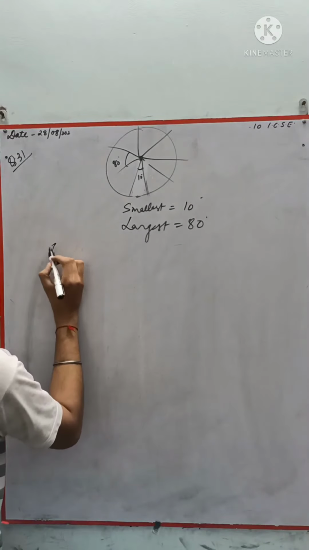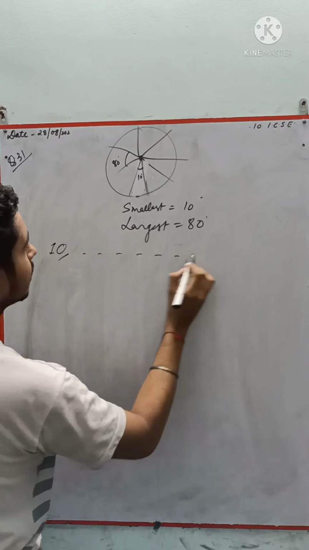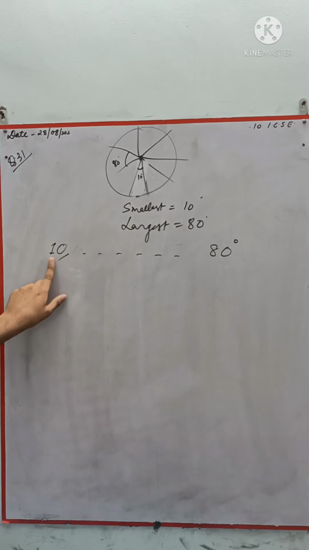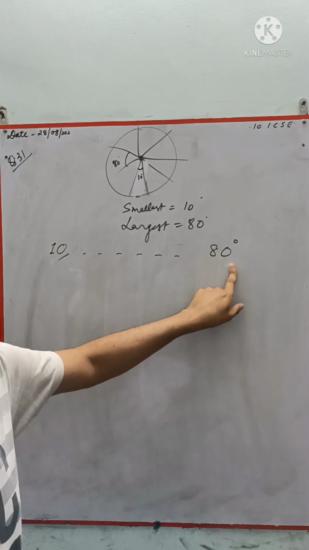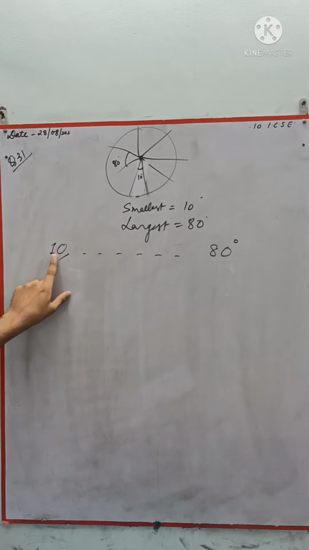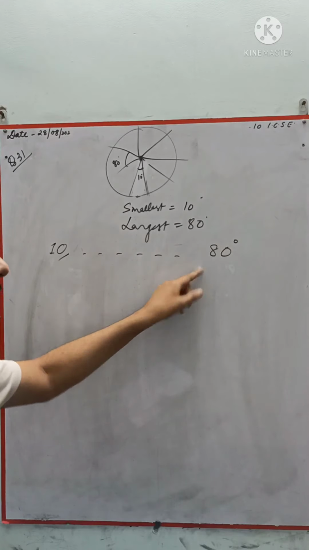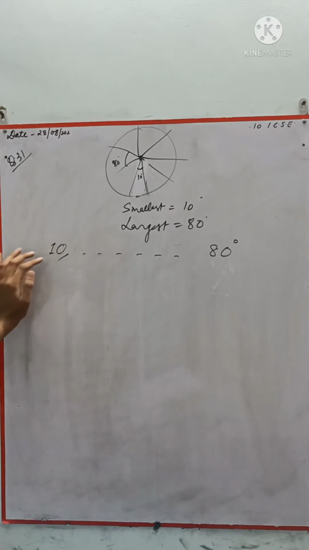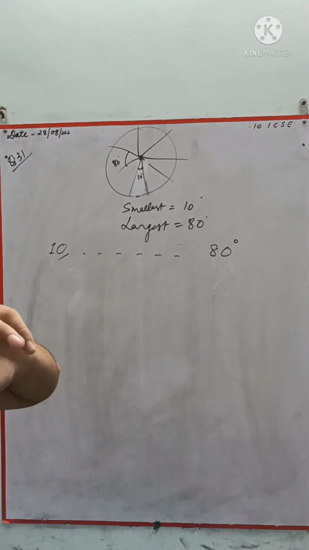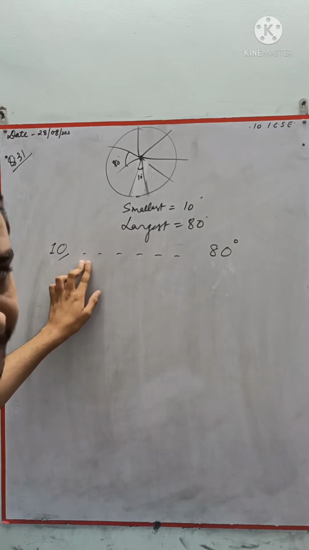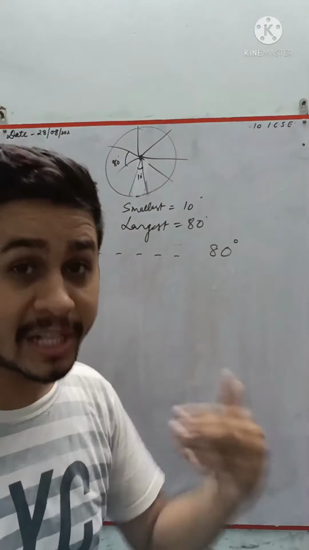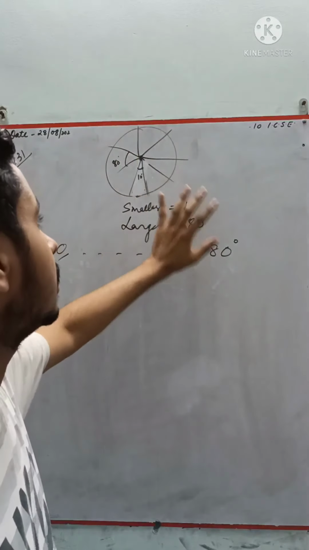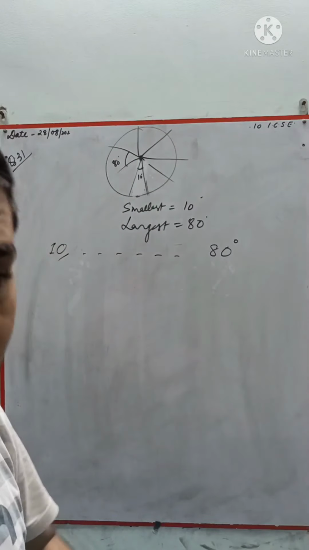So we know at least the first term is 10 and the last term is 80 degree, because the smallest will always come first and the largest will always be at the last. We don't know the middle terms, and we have to find how many terms there will be. We don't have d, which would make it easy to calculate n by the an formula.